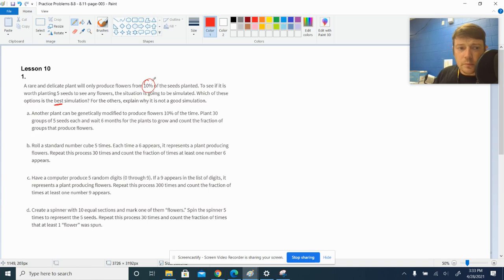Okay, so let's read them. Another plant can be genetically modified. That sounds like a lot of work to produce flowers 10% of the time. Plant 30 groups of 5, and wait 6 months for the plants to grow and count the fraction. Okay, the last part seems easy. We can count. But man, that's a lot of work. I've got to genetically modify flowers and plant 30 groups of 5. That's like 150 seeds. I've got to wait 6 months.